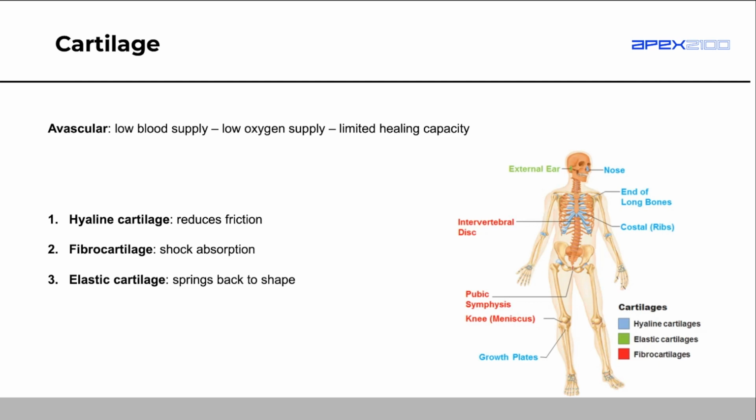And then finally, we've got elastic cartilage. We've only got one example of elastic cartilage that we need to know, which is in the ear. And if you play around with your ear and you move it around, it always springs back into shape. So elastic cartilage, it's in the name, it springs back into shape.